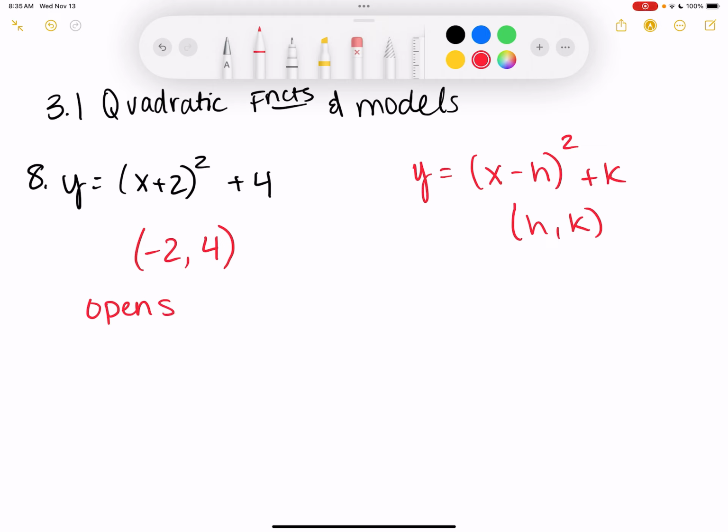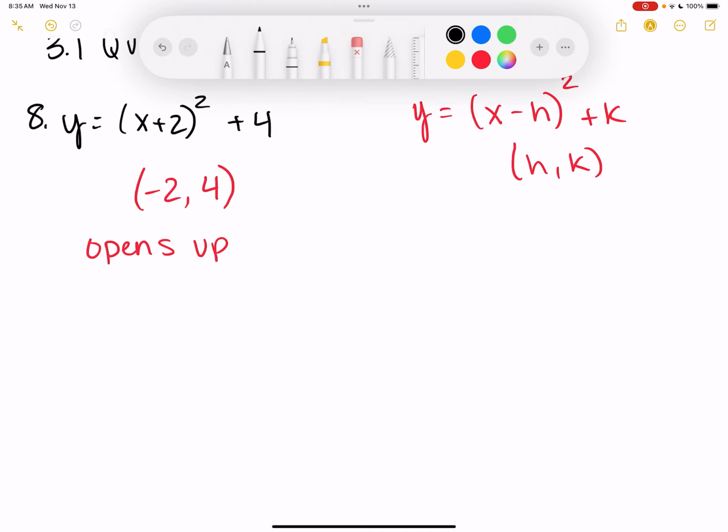So this one opens up because it is positive. If there's a negative sign out front, it would open down. But this one's positive, so it opens up. So the answer option, if you want to know, is letter A.